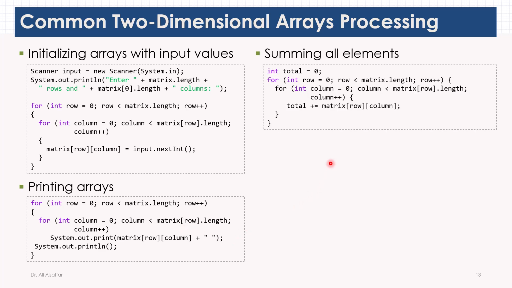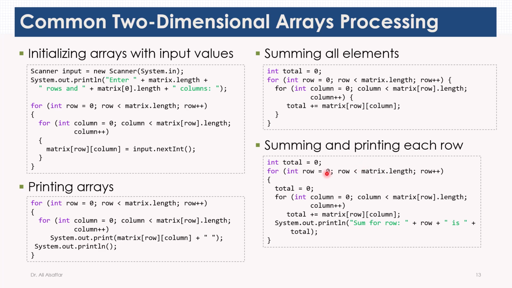Next, how to find the summation of all elements. And here it doesn't matter if you process the array row by row or column by column. So you have a variable that will have the total for all elements, and then you process the array using two nested loops, and inside the inner loop you write total += matrix[row][column]. And notice that the first index, row, is used for the outer loop, and the outer loop is responsible for number of rows, so that means the processing will be row by row.